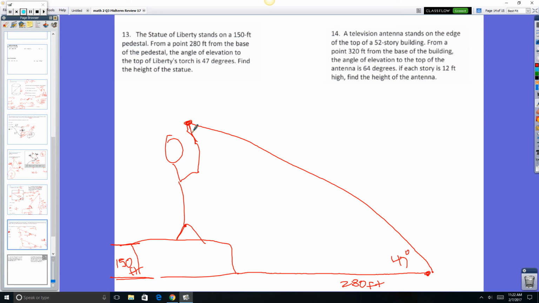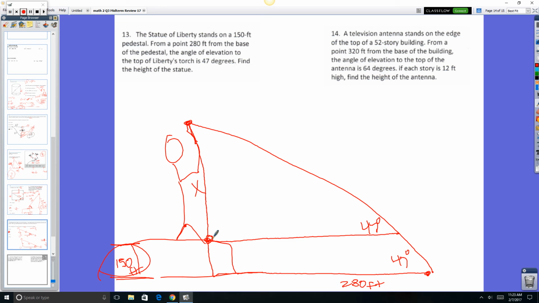So I'm going to come all the way down to here. And there is your triangle. Or you could come down to here and go over, and that will still be 47 degrees. And we could find this guy right here. Or you find the whole thing, but then you have to subtract 150, because that's including the pedestal. So if I want to do it without the pedestal, I'm just going to shrink this triangle down a little bit.